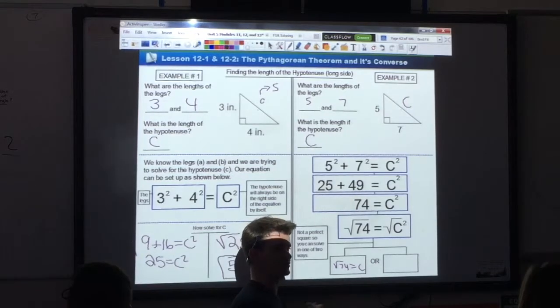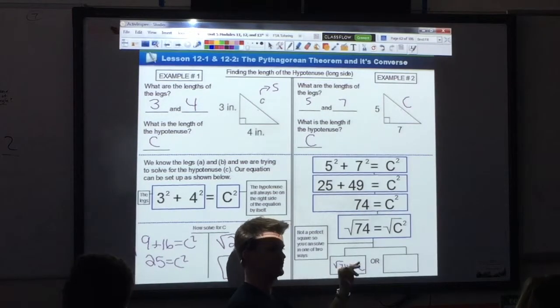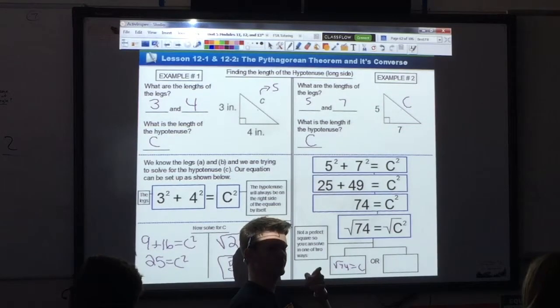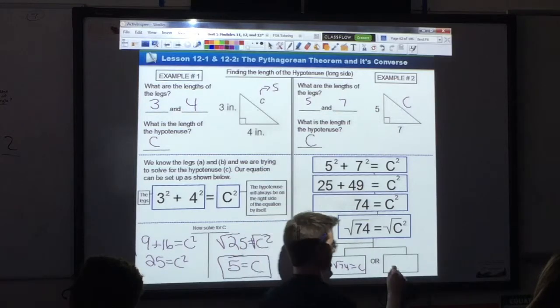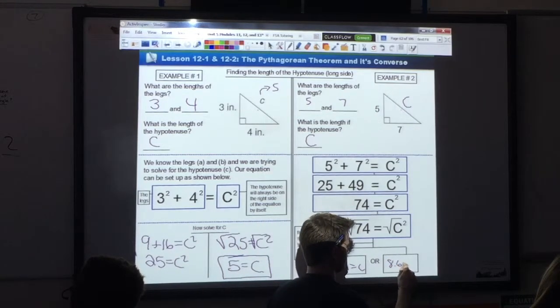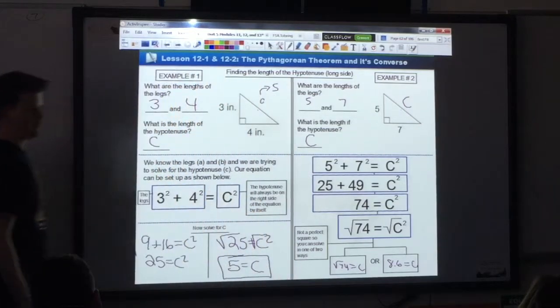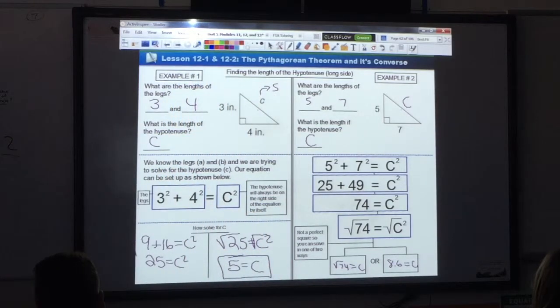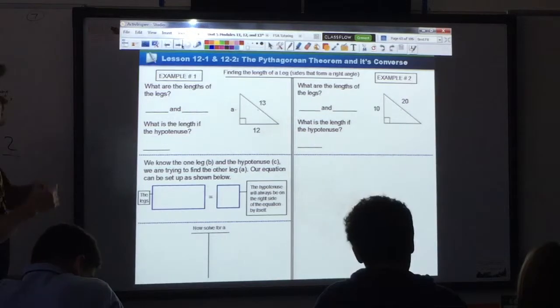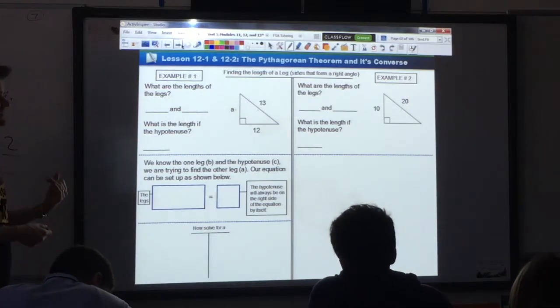I will always ask you to actually take the root and round it to the nearest tenth, the nearest hundredth. In this case, let's do nearest tenth. What would it be to the nearest tenth? That would be 8.6. So 8.6 is equal to c. You take the square root of 74, and you'll get 8.60 something, that rounds to 8.6. Now we're going to see what happens when it's one of the legs that we're missing.